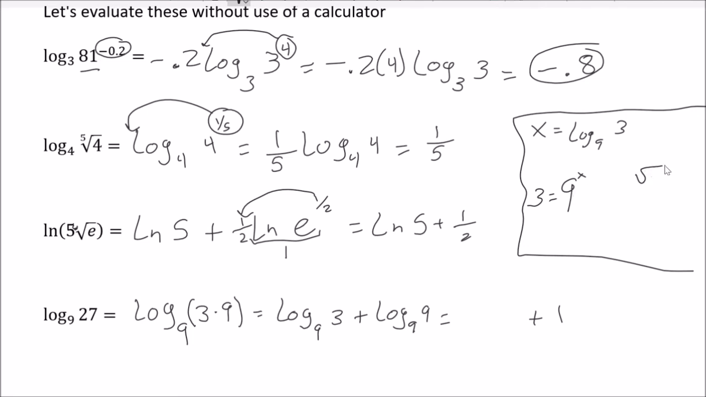I could remember that the square root of 9 is 3, which means that 9 to the 1/2 power is 3. And if that was x, that tells me log base 9 of 3 is 1/2. So log base 9 of 3 is 1/2. So now I get 3/2 as my full solution.